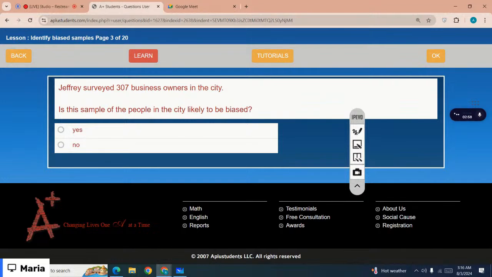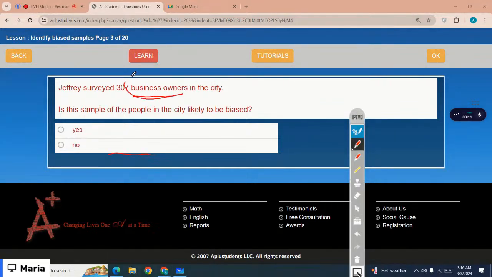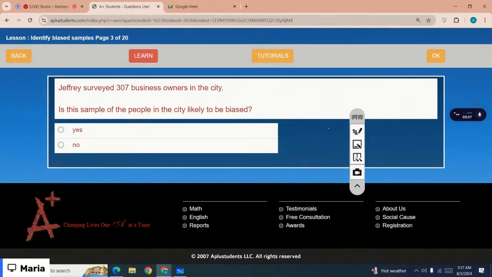The next one is Jaffrey surveyed 307 business owners in the city. Is this sample of the people in the city likely to be biased? The 307 people he surveyed all are business owners, right? Business owners are not the same as the other people in the city. So that is a biased sample. They are specific people, they are not like the others. So the correct option is yes, they are a biased sample. Got it?